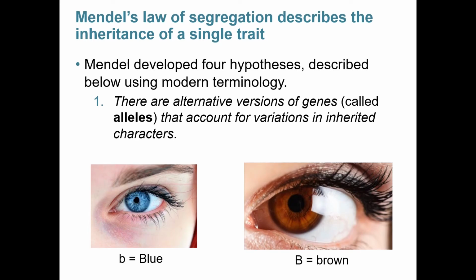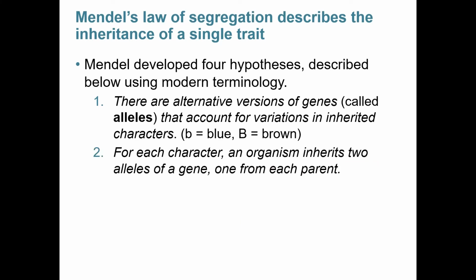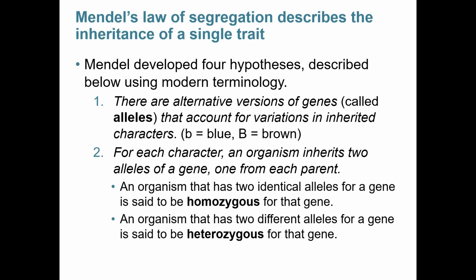So for example, you might have a gene that specifies the color of your eyes. Some people have alleles that suggest that their eyes should be blue, and some have alleles that tell their eyes to be brown. The second hypothesis is that for each characteristic, an organism inherits 2 alleles, one from each parent. This makes sense given what we know about meiosis and fertilization. Eggs and sperm are haploid and come together to make a diploid organism. You get 1 copy of all of your chromosomes from your mother and 1 copy of all of your chromosomes from your father. This also means that alleles have to have a relationship with one another.